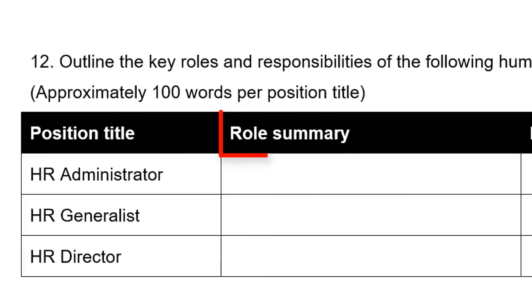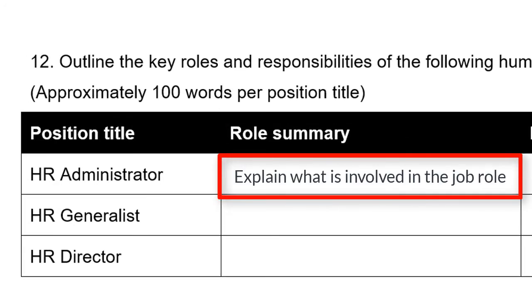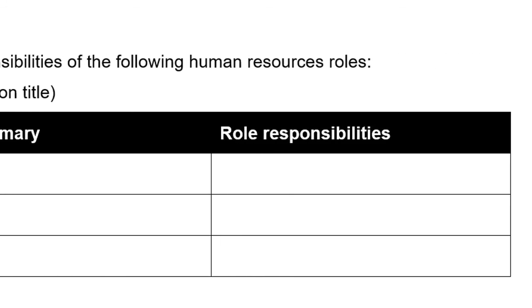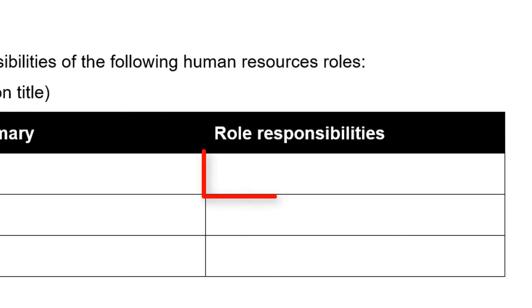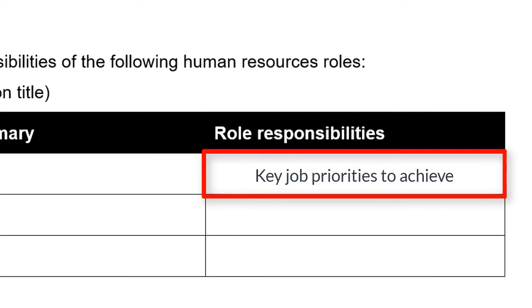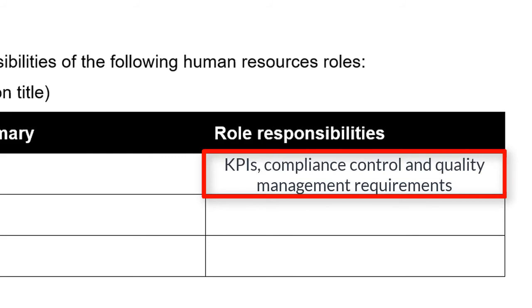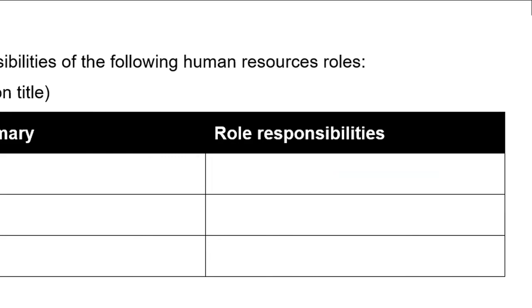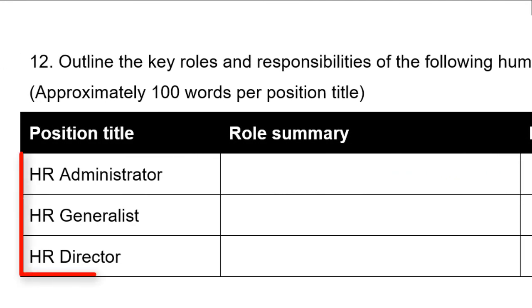So with this, we're going to give a basic role summary. So what's involved in this position? What sort of duties would you have? What sort of jobs would you perform every day? With the responsibilities, we're thinking about what are your key priorities that you need to achieve. There might be KPIs or compliance issues you need to worry about. We have some information for each of these three roles, and they do vary.